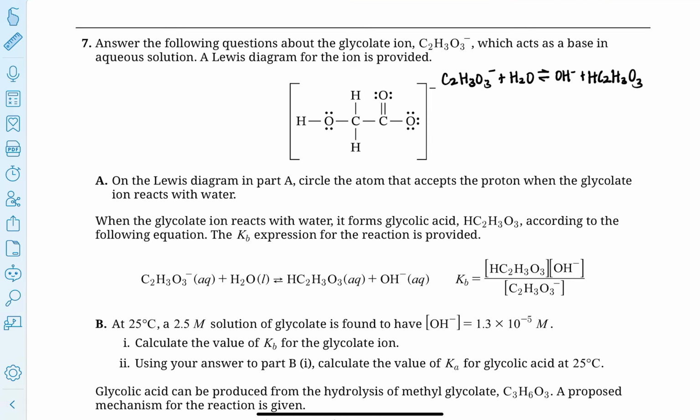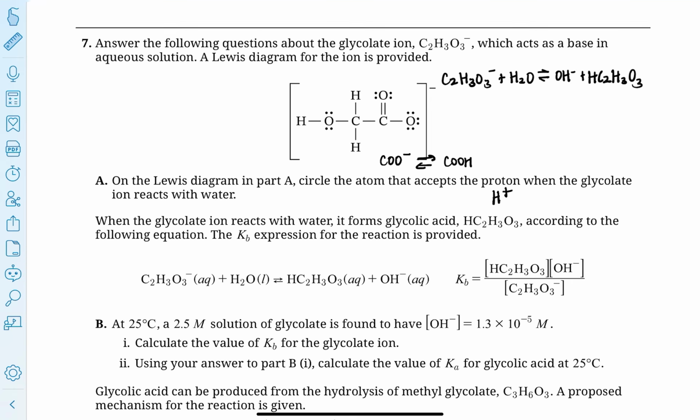In question 7a, I'm shown a Lewis dot diagram of the glycolate ion, and I'm being asked to determine and circle the atom that accepts the proton. A proton is an H+, and what I'm going to look for is the negative part of the ion, which is this part, COO-. So that part is negative, so that's going to have the attraction to the H+ to form COOH, which you may recognize as a functional group.